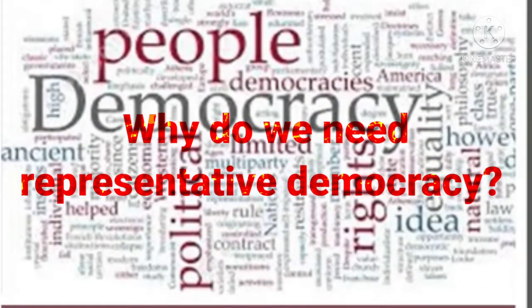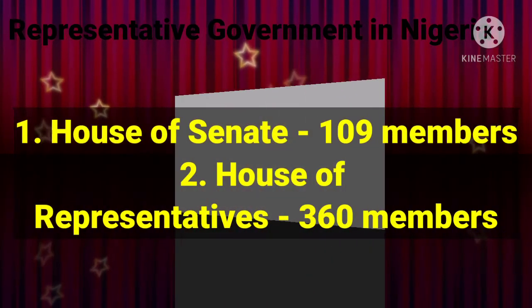The question is, why do we need representative democracy? Most democratic governments in the world are representative. One important reason is that it would be impossible for every adult citizen of a country to be part of the government. Imagine if all adult Nigerians were in our government. The government would be so large that it would not be able to work. There would be too many people trying to decide what the government should do.